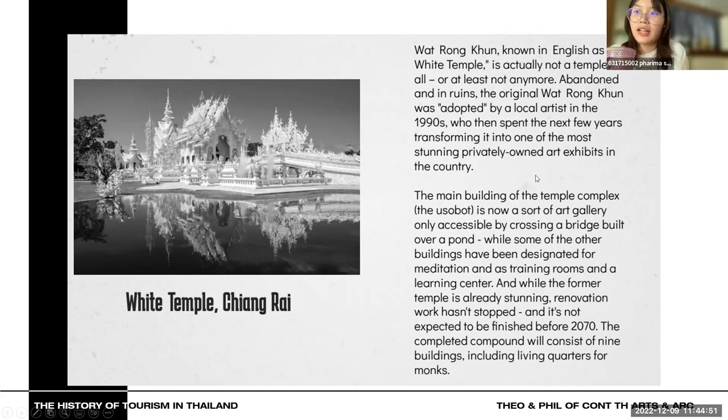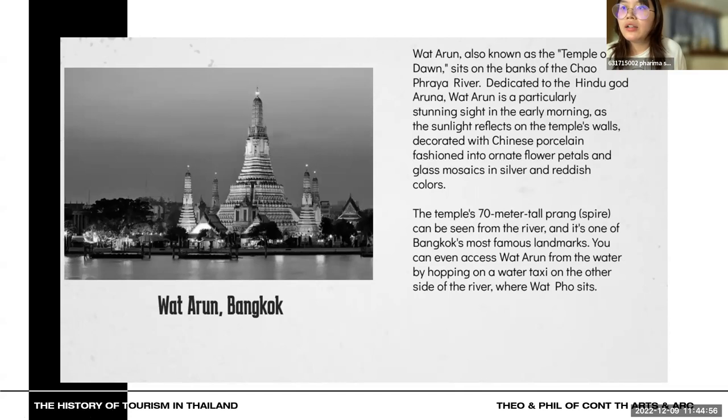Carl, please change the slide, please. So Wat Arun Bangkok is located in Bangkok, of course. Wat Arun, also known as the Temple of Dawn, sits on the bank of the Chao Phraya River, dedicated to the Hindu god Aruna. Wat Arun is a particularly stunning sight in the early morning as the sunlight reflects on the temple walls, decorated with Chinese porcelain fashioned into ornate flower petals and glass mosaic in silver and reddish color.